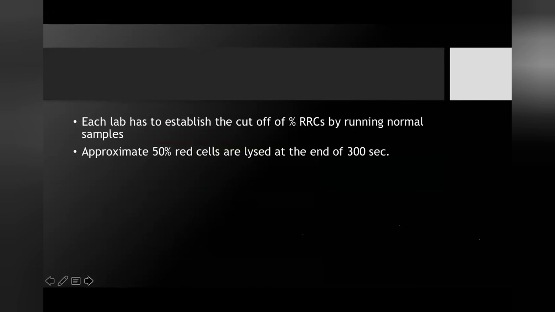Next. So again, each lab has to establish its own cutoff: below what percentage of residual red cells you will report a patient as hereditary spherocytosis. So at least 10 to 20 controls have to be run. You have to see what lower cutoff value of residual red cells you need to decide.